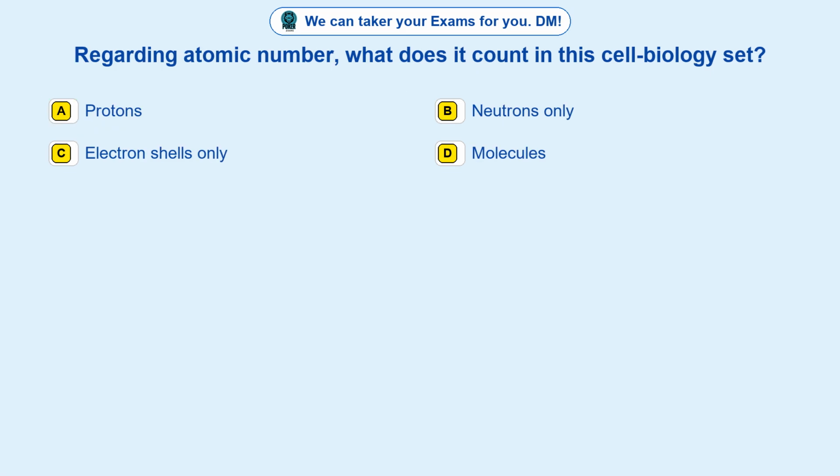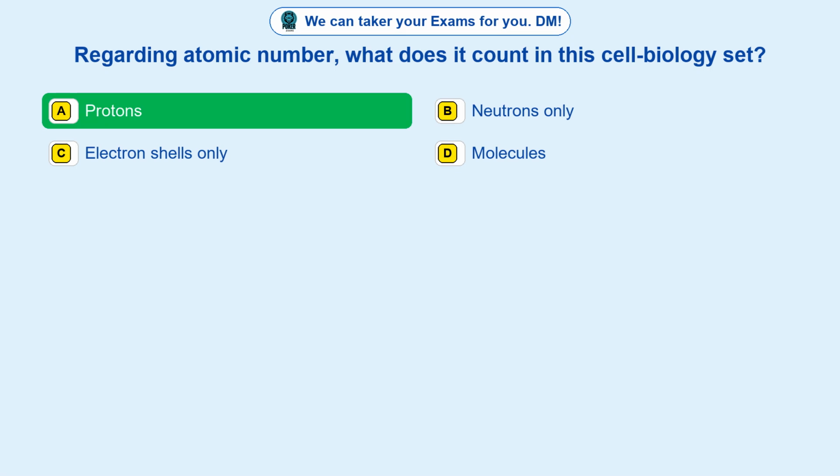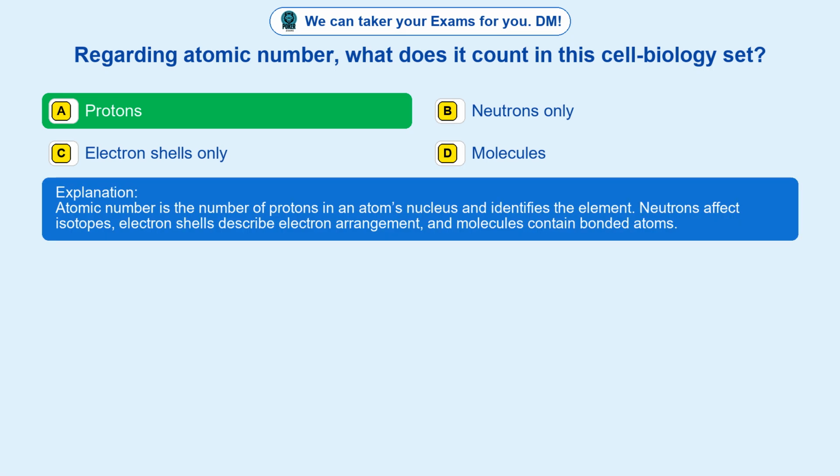Question 31. Regarding atomic number, what does it count in this cell biology set? Option A, protons. Option B, neutrons only. Option C, electron shells only. Option D, molecules. The correct answer is option A. Protons. Atomic number is the number of protons in an atom's nucleus and identifies the element. Neutrons affect isotopes, electron shells describe electron arrangement, and molecules contain bonded atoms.